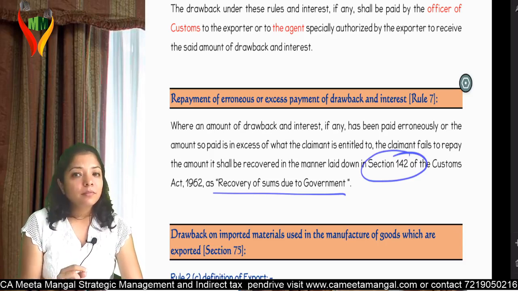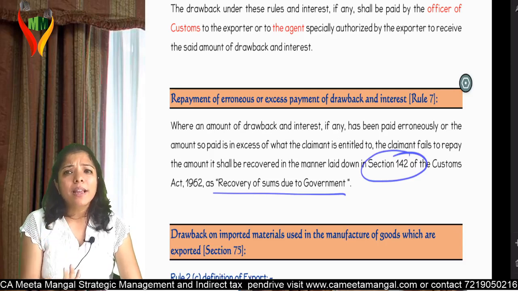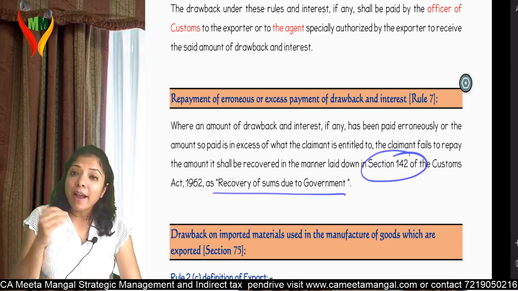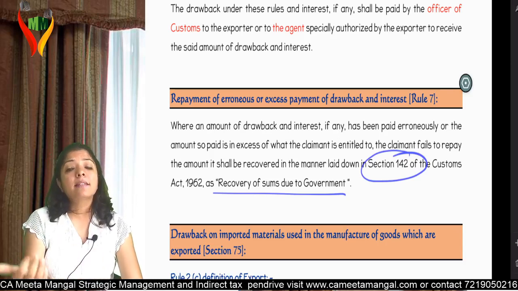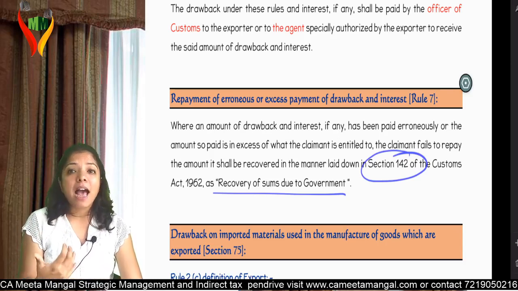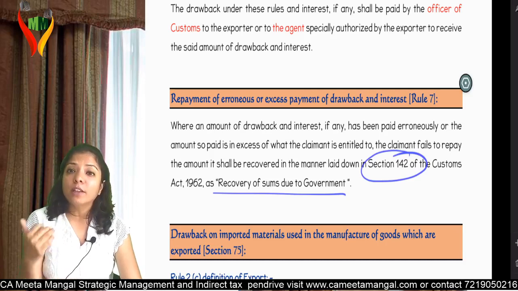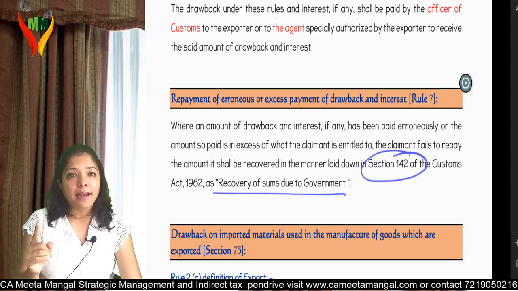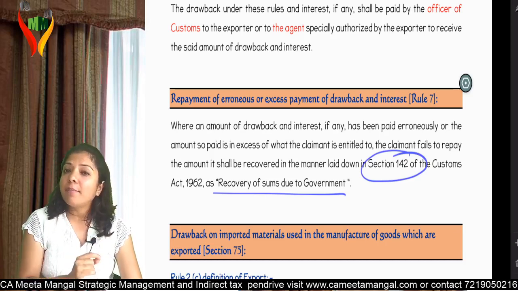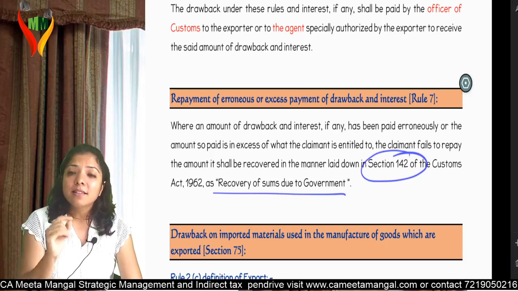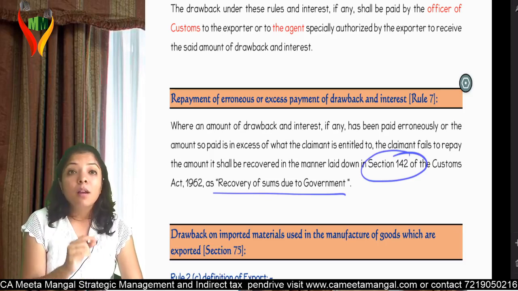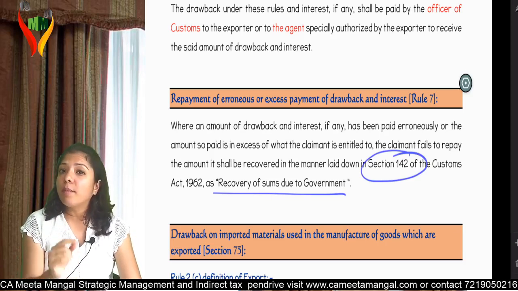Who can get the drawback amount? The exporter himself, or somebody he has authorized. And if by chance, erroneously or in excess, I have received an amount as drawback, I have to give that amount back to the department along with interest. If I don't give that money back, as per section 142 of the Customs Act, that money will be recovered as a sum due to the government. Is section 74 with the rules very clear? It's very important from the exam point of view.